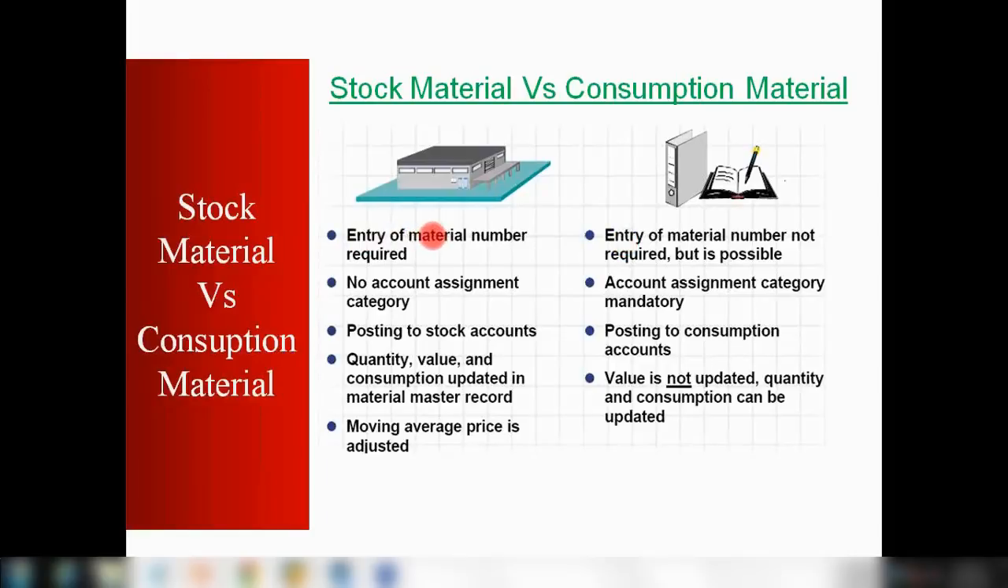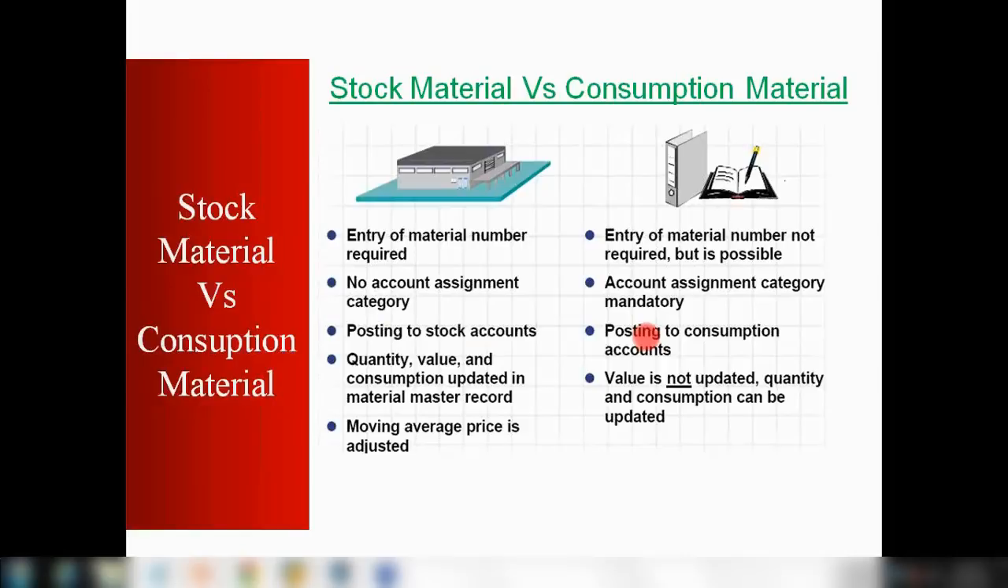But here you need to enter the material number. And here, no account assignment category, because this is found automatically from the material master record. However, in the case of consumption material, you do need to enter the account assignment category. This is mandatory. Here, posting to stock account, posting to consumption account.